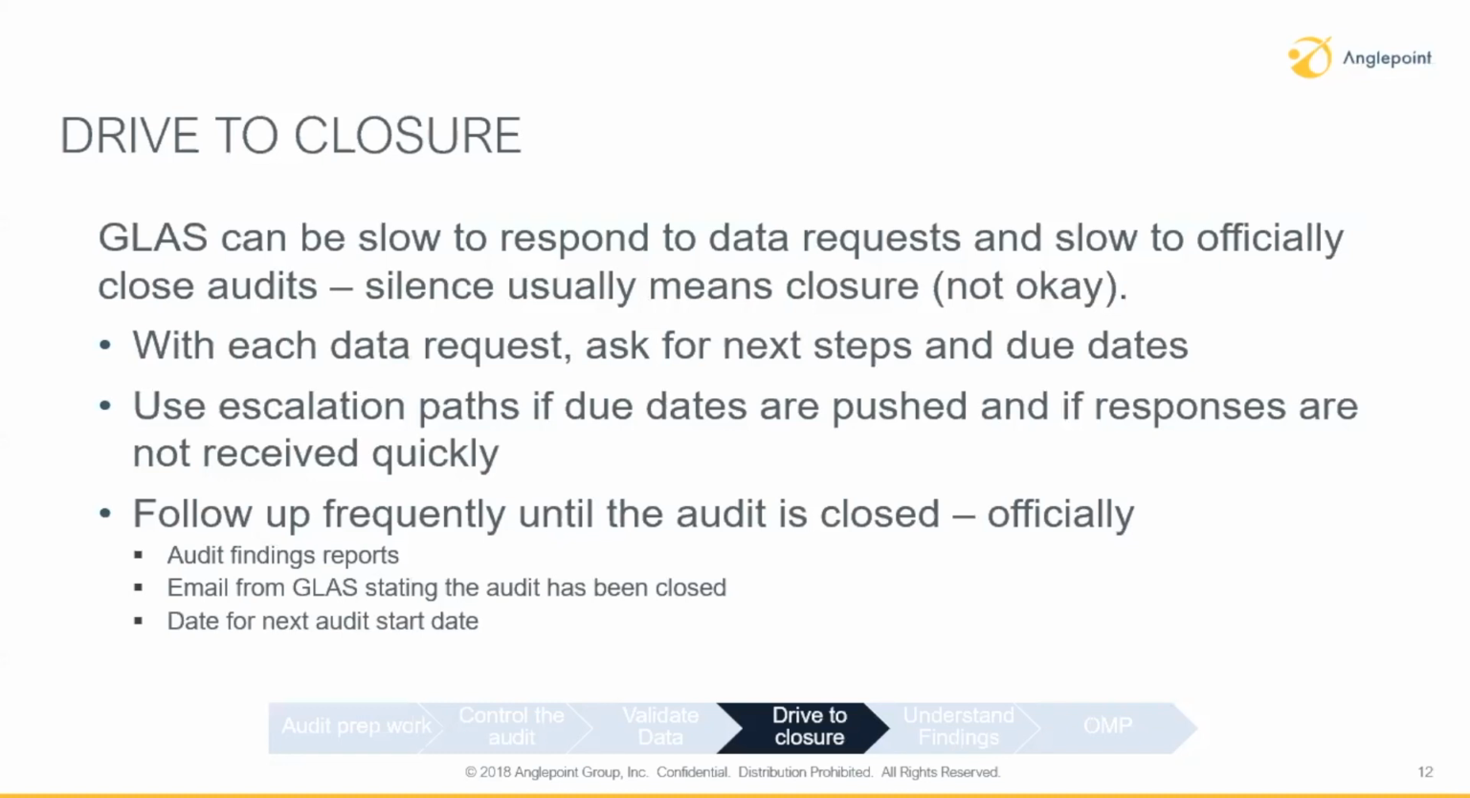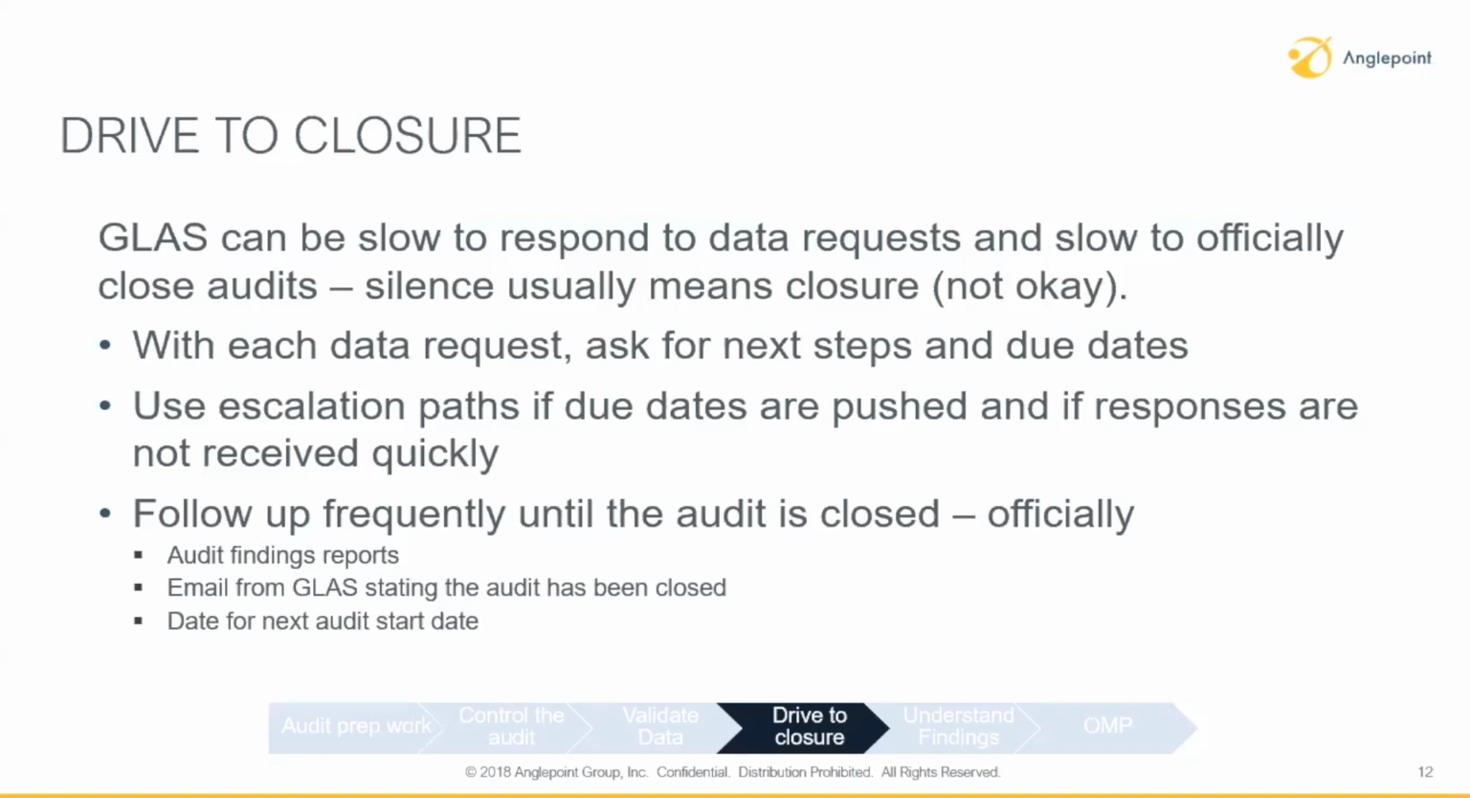The first step is, as we've already mentioned several times, with each data request, ask what the next steps are and what the due dates are. If SAP blows by due dates, which sometimes they can, hold them accountable. Use those escalation paths that you established at the beginning of the audit to escalate and say, I don't want to do this audit for 5 to 8 months. I need SAP auditors to respond to us quickly and tell us what we need to do. If there's no next steps, we're done. We're going to move on to our day jobs.